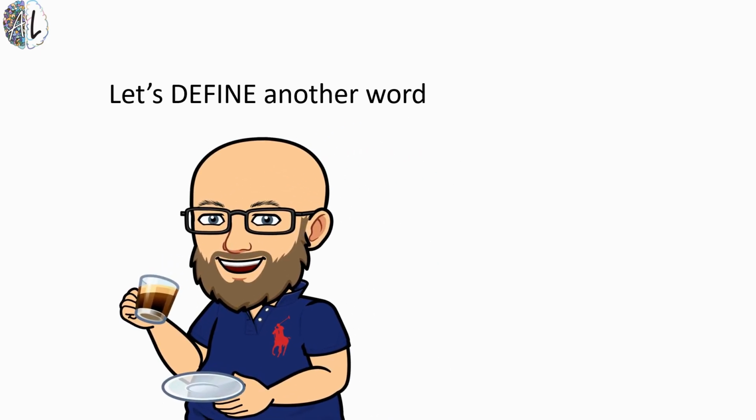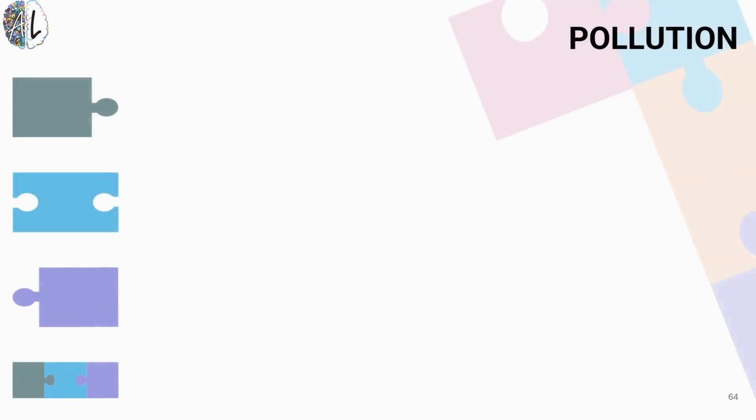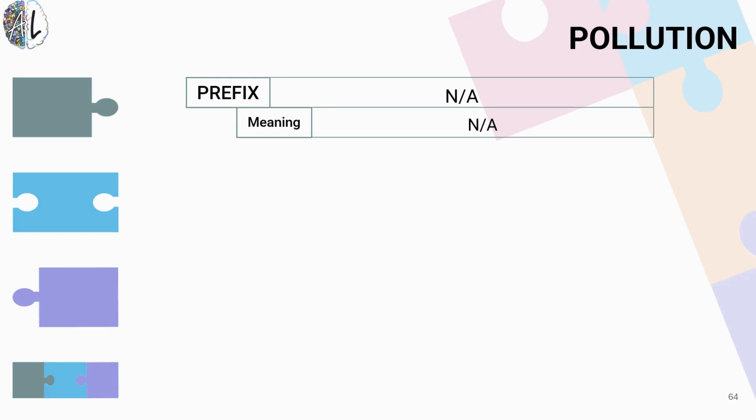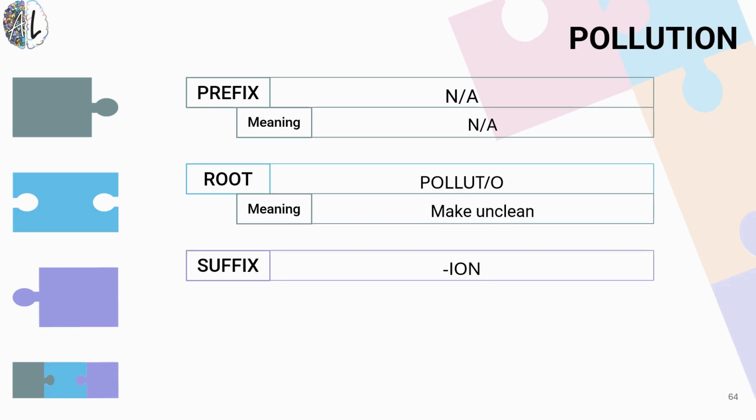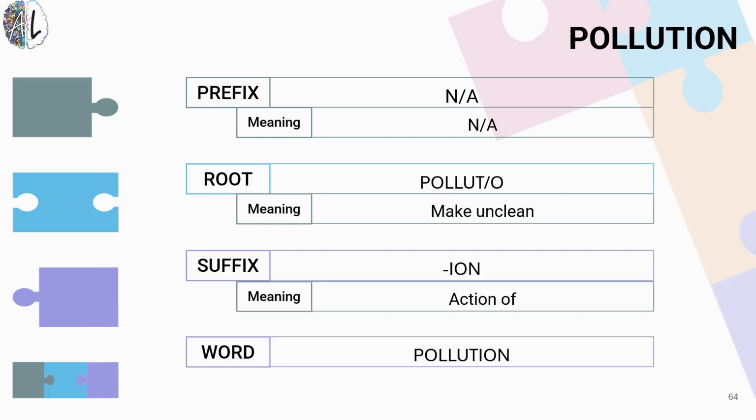Let's try another term. Next up is the term pollution. Pollution. Hit pause if you need to. All right, pollution has no prefix. The root term here is new for this unit. It is polluto, which refers to making something unclean. And the suffix ion refers to an action of. So the term pollution refers to an action of making something unclean.